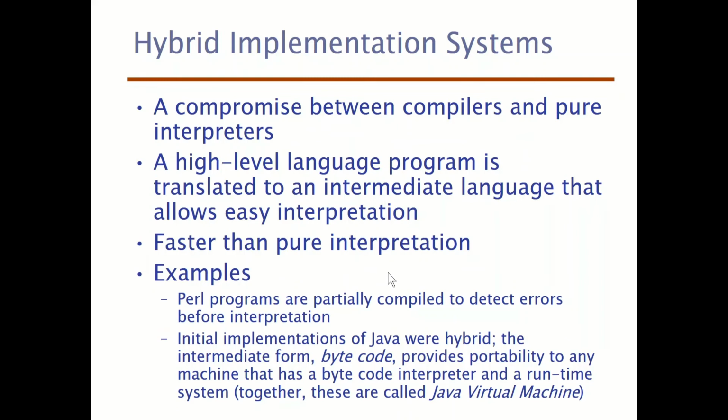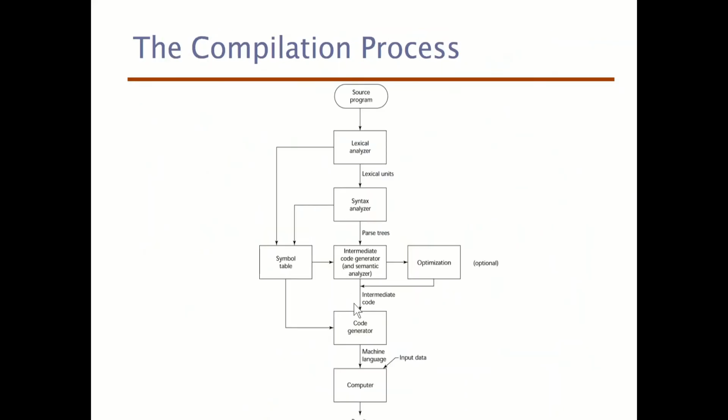Okay. We have the hybrid implementation system. That one is a compromise between the compiled process and the interpreted process or language. In this case, initially we have a high-level language. This high-level language is translated to an intermediate language. When we translate to an intermediate language, what does it mean? It means this is a compilation process, right? Okay. So once we have a compiled language, like here, an intermediate language, then we can easily interpret it.